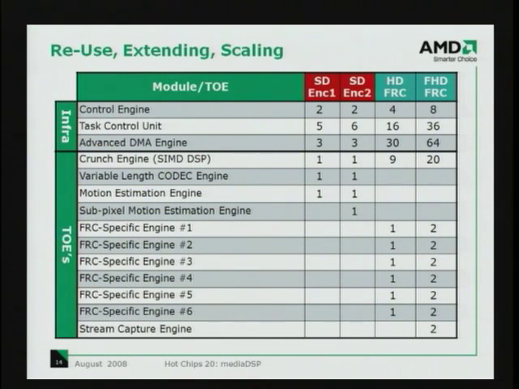So this table shows how we've been able to use this platform-based approach to create four chips for two very different applications using the same basic platform. In the columns on the right, we have two SD MPEG encoder chips, and we have two frame rate conversion chips. First off, you can see that we've applied reuse with a number of blocks across all four of these chips.